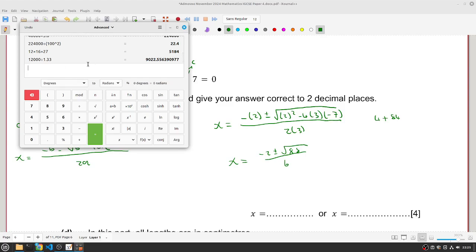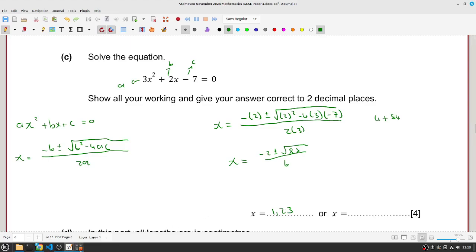Okay, so for the first one with the plus, we will have negative 2 plus the square root of 88, all of that divided by 2a, which is 6. So 1.23, corrected to 2 decimal places, right? 1.23.